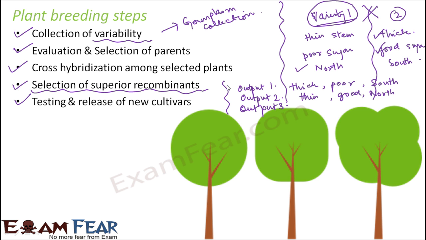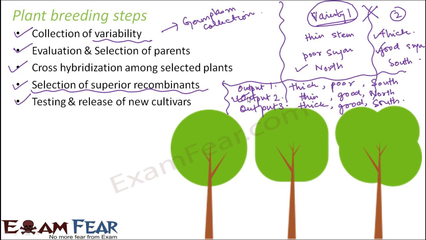Let us suppose that in any output, you have these 3 varieties of outputs which are formed. So let us suppose the third variety of output which is formed is thick, good sugar content, and grows in south. So now looking at these 3 varieties, we have to select the superior variety. And which is the superior variety? Output 2. So this will be selected, and now testing will be done on output 2.